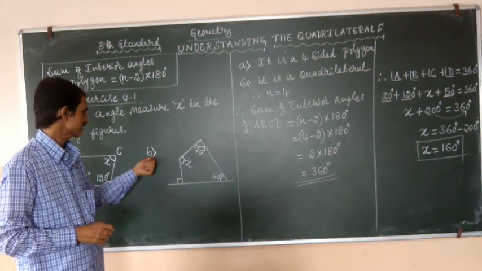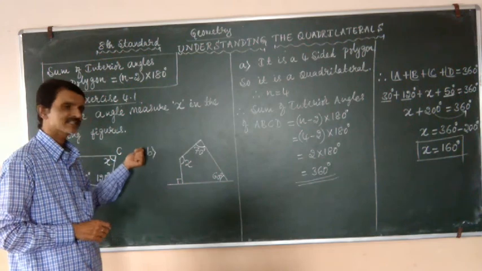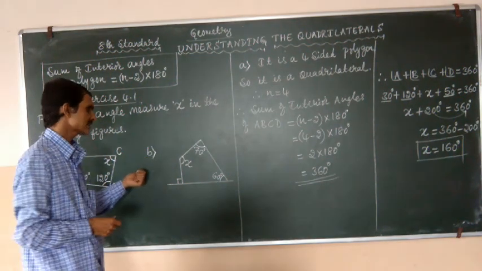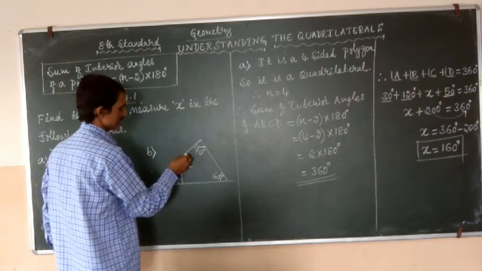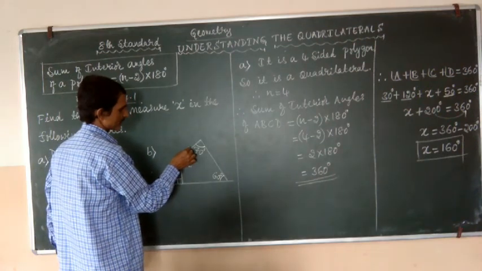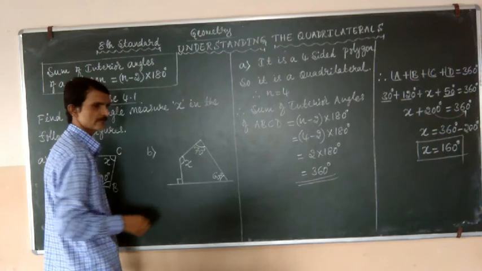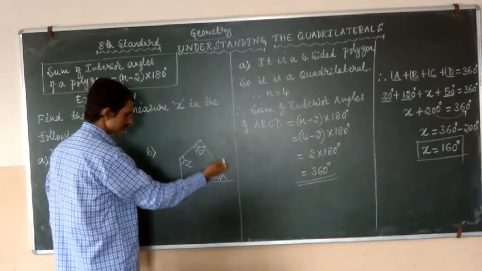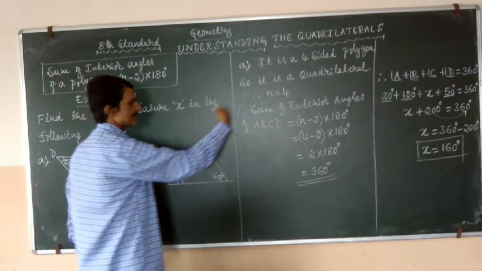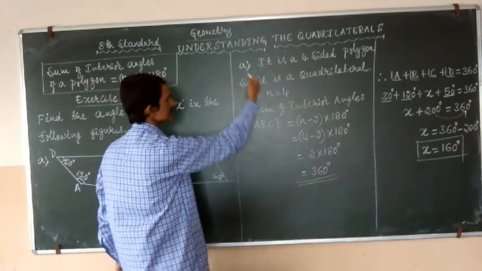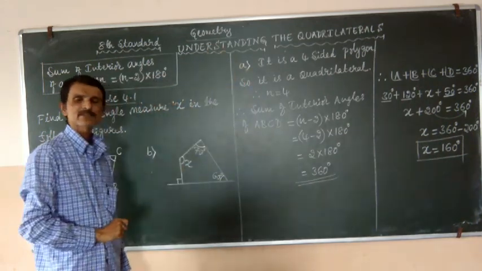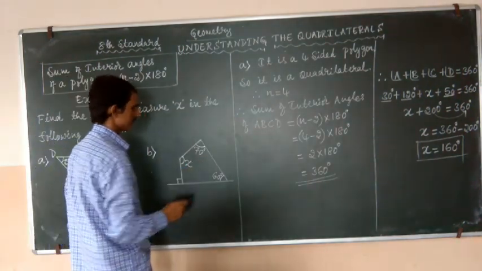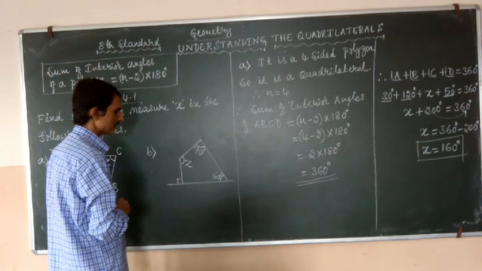Similarly, students, you have to try this second one, problem B. In this problem, it also has 4 sides, 1, 2, 3, 4. So it is also a quadrilateral in the same way. We have simplified A, and you have to simplify this problem. So I will give a clue for that.